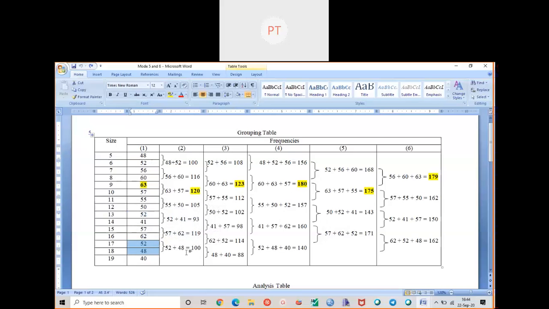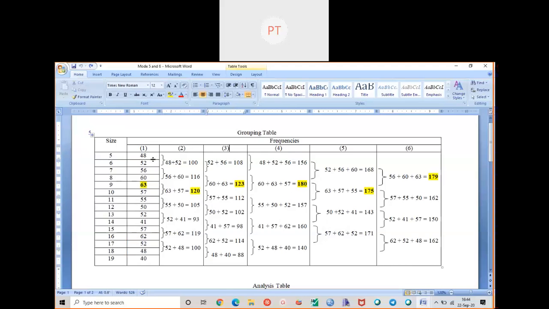So what about 40? Because there is no other number to be combined with this 40, we will leave this 40, because it is single. So it cannot be paired with another number. So we will just leave it. So we have prepared this second column also. Now let us move on to third column.